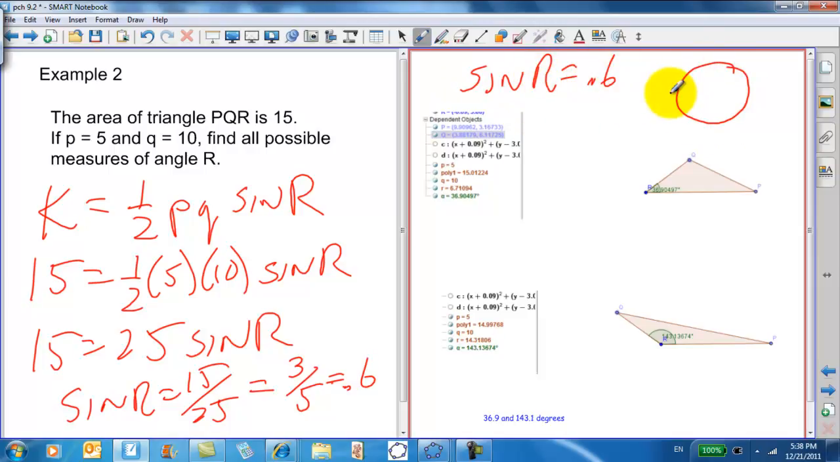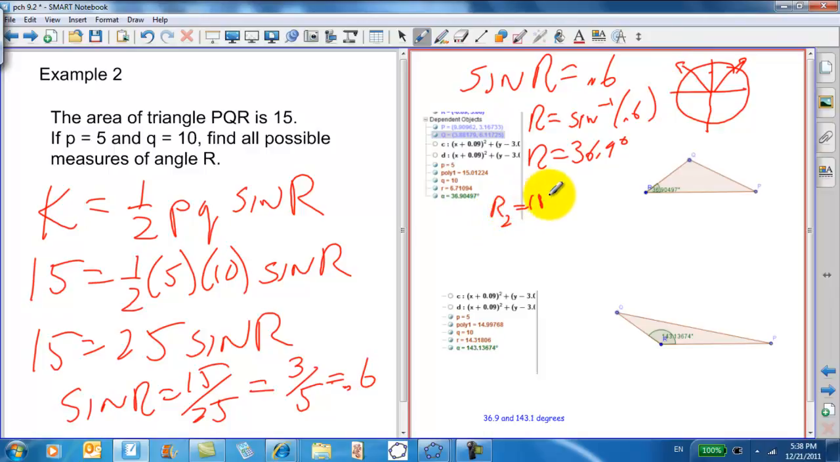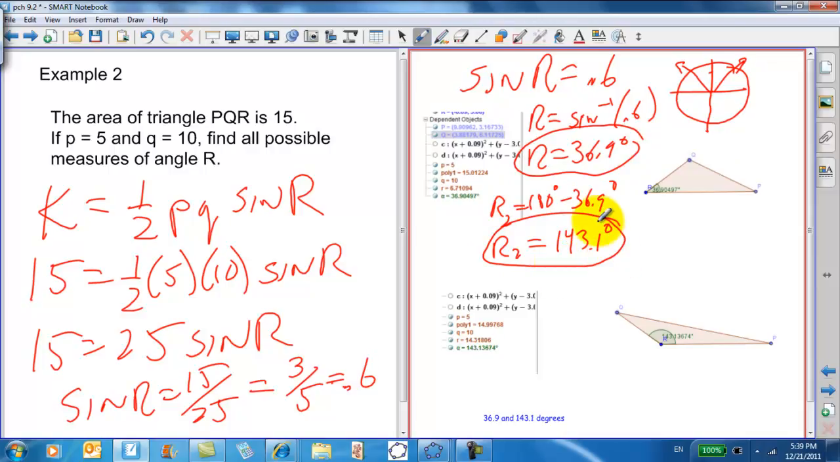And from our unit circle analysis, we'll get a y coordinate of 0.6 in two spots, in both the first and the second quadrant. We get one answer just by taking the inverse sine of 0.6, and we dig that up on our calculator, giving us 36.9 degrees. And to get the other answer in the second quadrant, we'll have to subtract for a second answer, 180 minus 36.9 degrees. And that's where we get as another possibility 143.1 degrees. So we get two possible values for this triangle that will both make an area of 15.